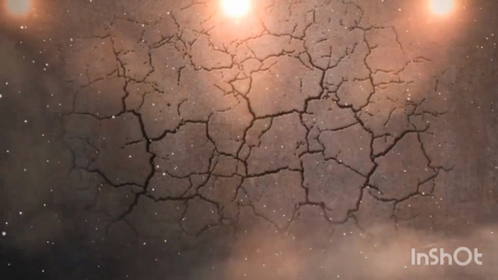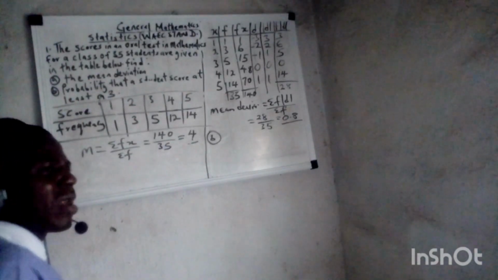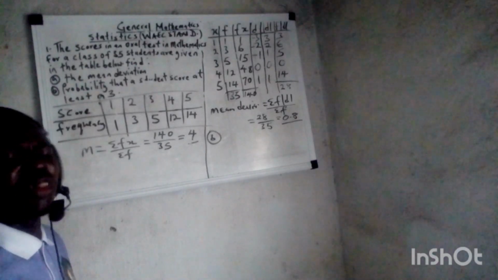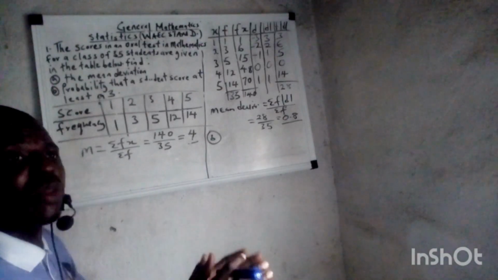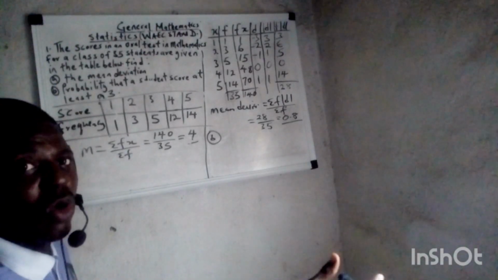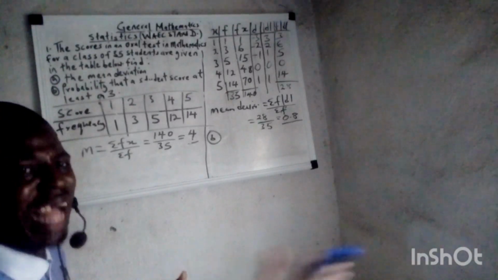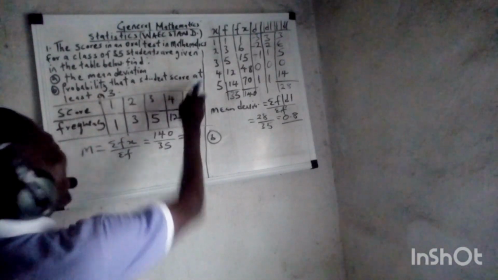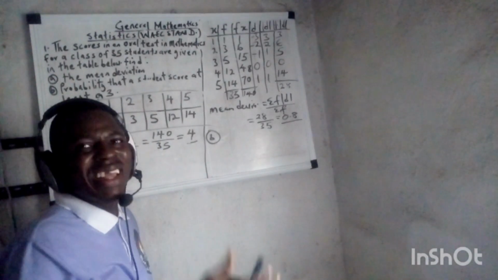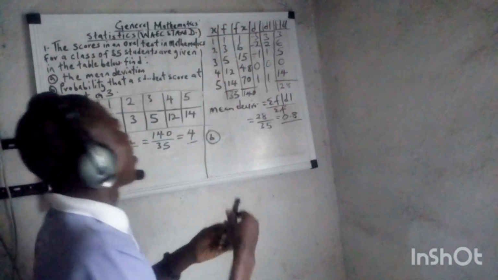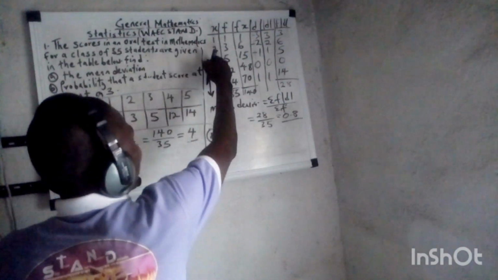We are told to get the probability that a student scores at least a 3. What is probability? Probability is the possibility that an event will happen or may not happen. Mathematically, required outcome over possible outcome. Possible outcome means the total outcome. Probability that a student scores at least a 3. Those that score at least a 3, it means from a 3 upward. I will indicate with an arrow, upward like this, from 3 upward.